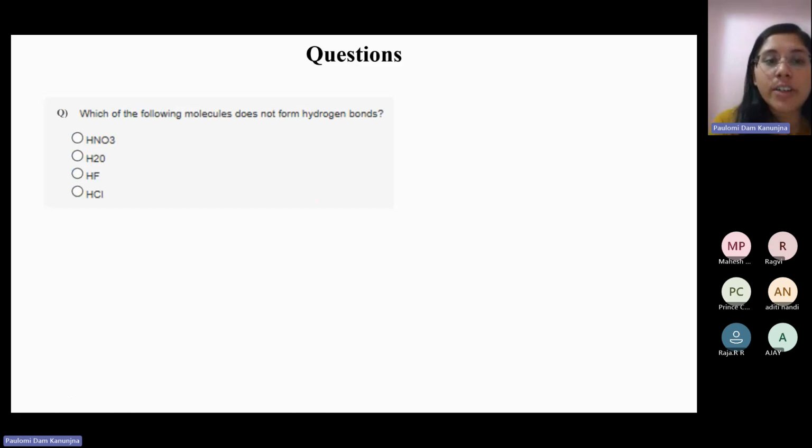Okay, next one. Which of the following molecules does not form hydrogen bonds out of these four options?